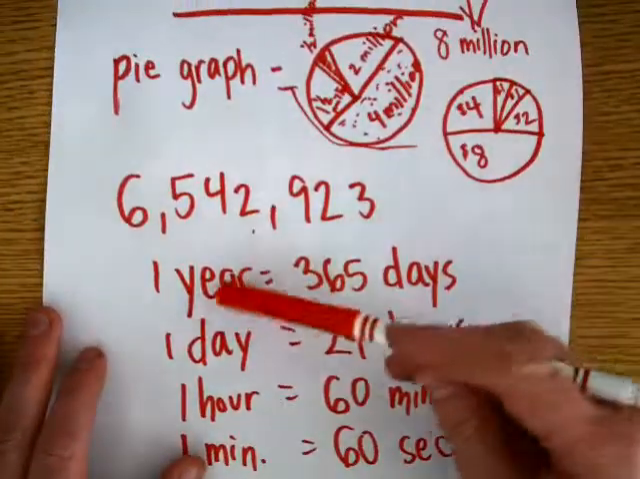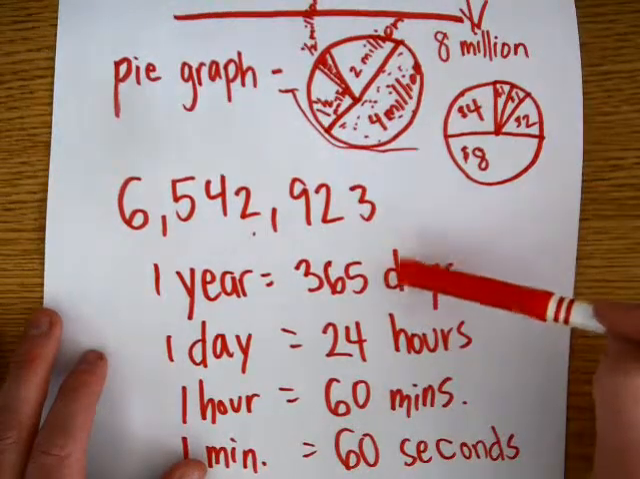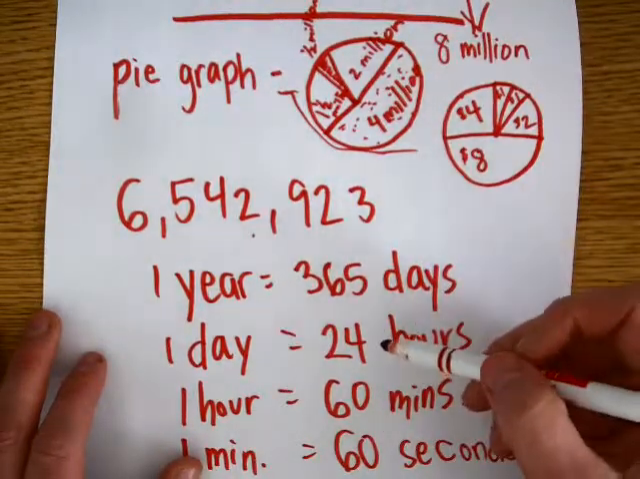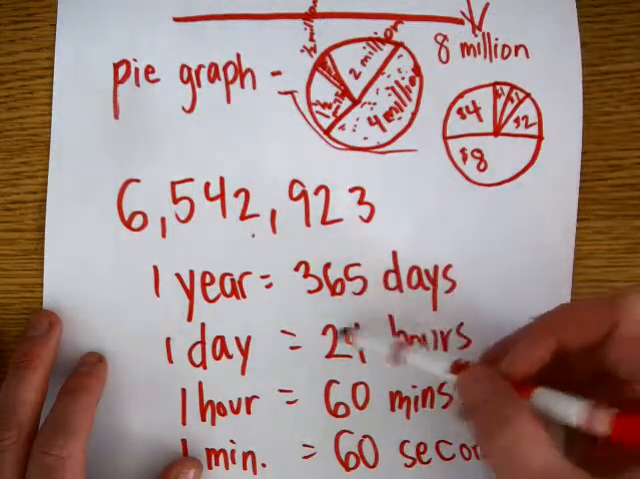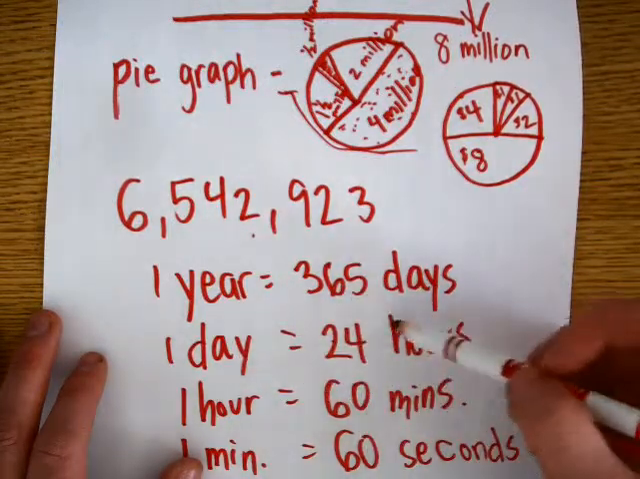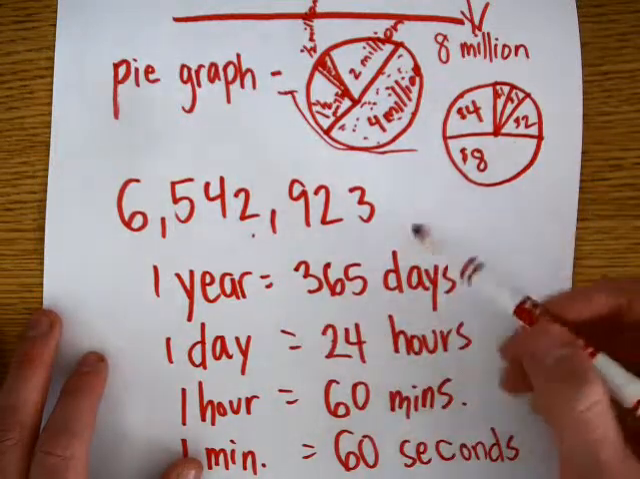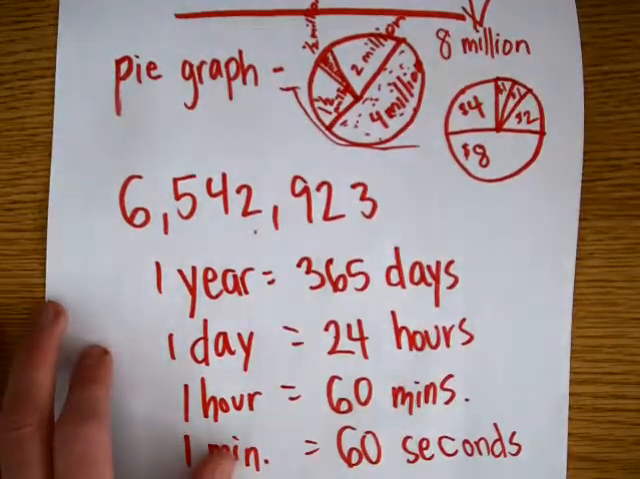So we know 1 year equals 365 days. A question might be, how many hours does that equal? So we'd have to multiply 365, because 1 day is 24 hours, times 24 to get answers like that. And we want kids to start thinking like that.